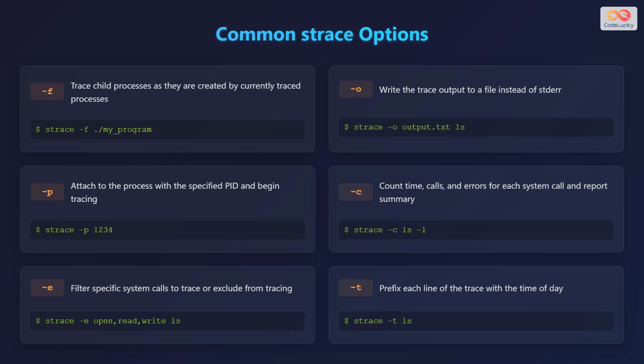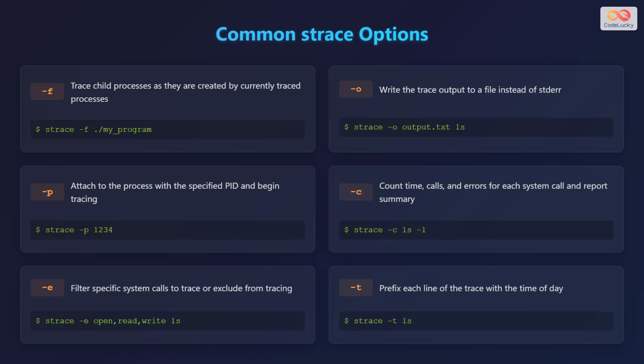Next, the -o option allows you to write the trace output to a file instead of displaying it on the screen. You can use it by typing strace -o followed by the file name and then the command. For example, strace -o output.txt ls. The -p option, as we discussed earlier, attaches strace to a running process using its PID. The syntax is strace -p followed by the PID.